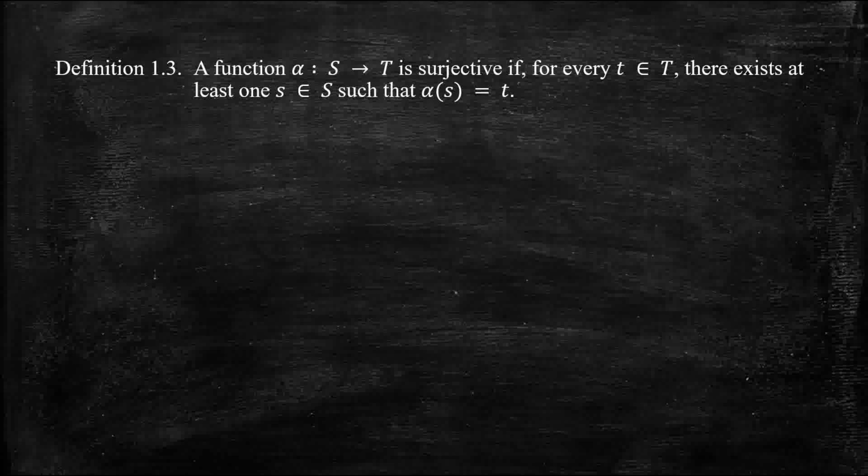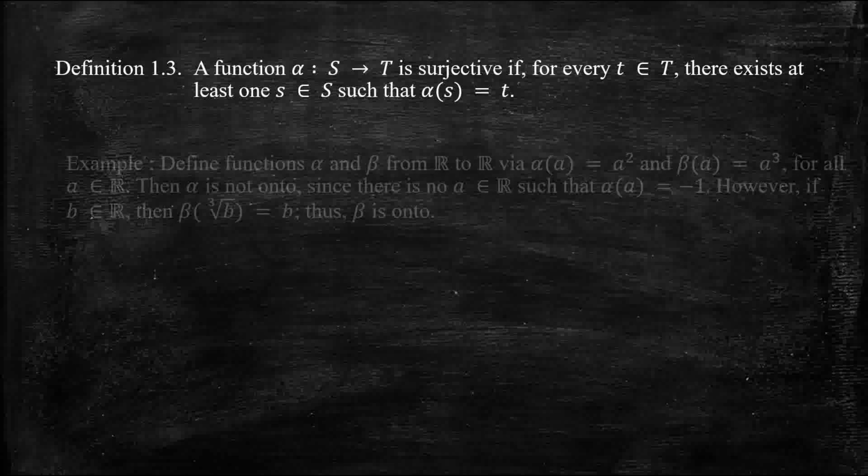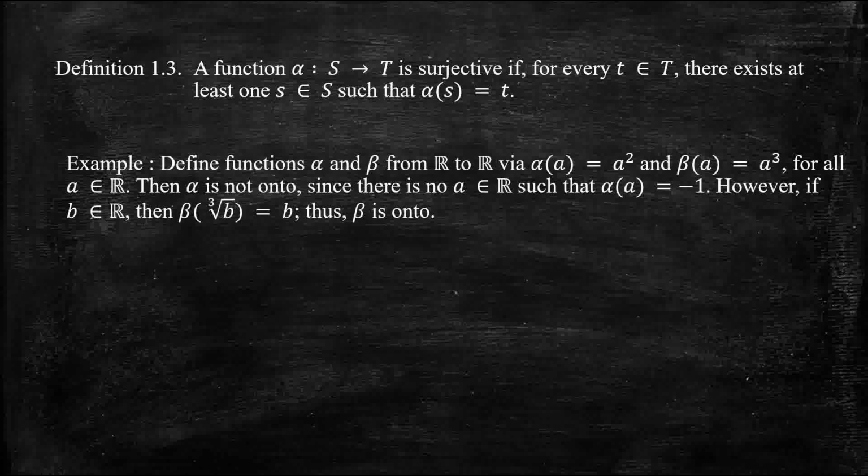Another definition. A function alpha is surjective if, for every t, there exists at least one s, such that alpha of s is equal to t. From the previous example, see alpha is not surjective, because there is no a such that alpha of a is equal to -1. However, beta is surjective. One more example is shown.